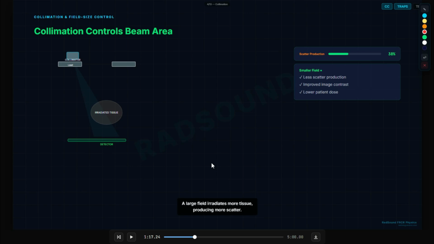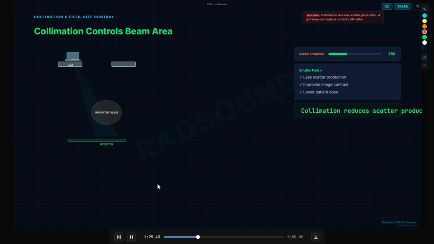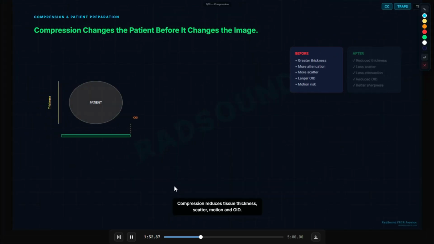So less tissue gets exposed, and less scatter is produced. Contrast improves as we decrease the tissue, so there will be less scatter, less tissue, less dose. So collimation reduces scatter production, and the grid cannot replace correct collimation. Electronic cropping mostly helps with the change in the display, but not the radiation field, to improve the remnant beam after the patient.